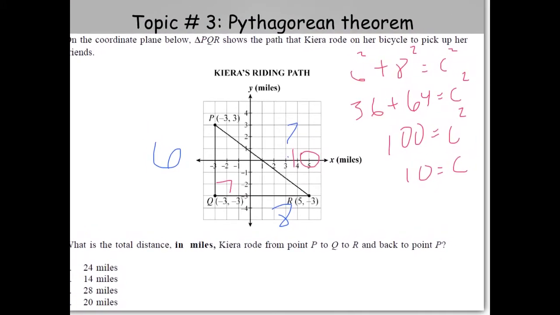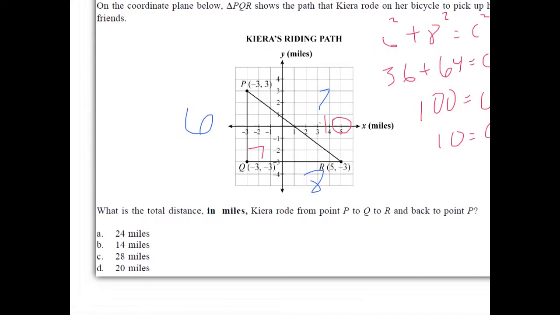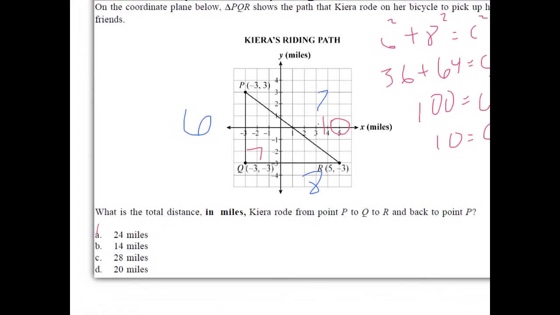No, but the question says, what is the distance in miles Kiara rode to get from point P to Q to R back to point P? So that means the last step is we need to add 6 plus 8 plus 10. So that would give us 6 plus 8 is 14 plus 10. 24 miles. Answer choice should be A. Did you get that one right?